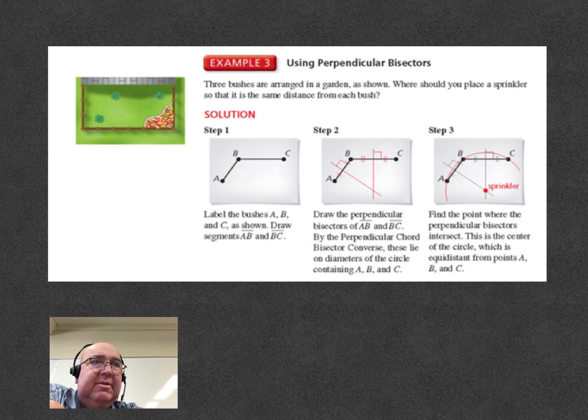Here there's a problem where they're using perpendicular bisectors to find the center of a circle. So this we sort of did when we were doing circumcenter. This would be another way of using the circumcenter.